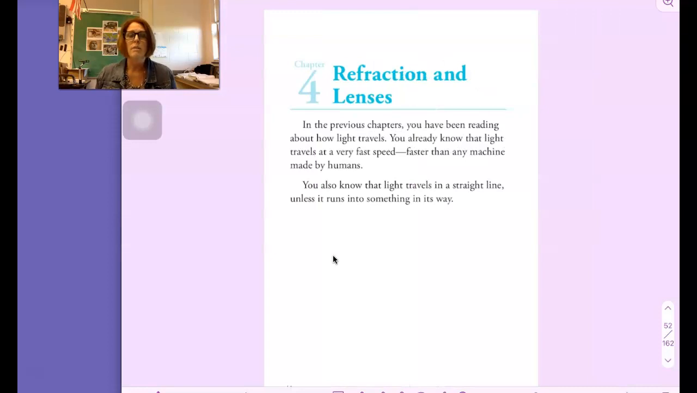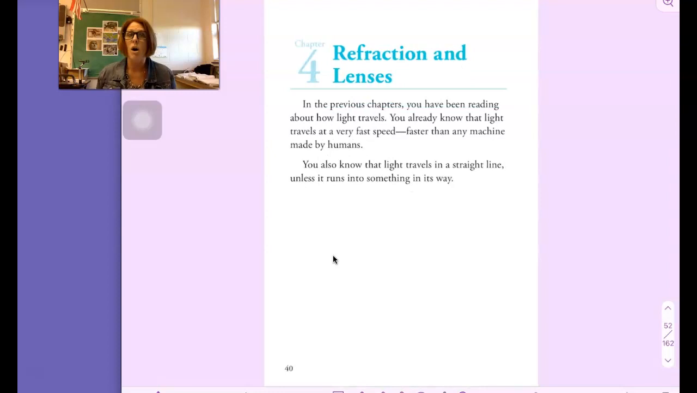So let's get started. Remember, pause the video at any time so that you can write things on your reading guide. You need to do this as you're reading, or you're going to have to go back and do some rereading when we're finished. Here we go. Chapter 4, Refraction and Lenses.